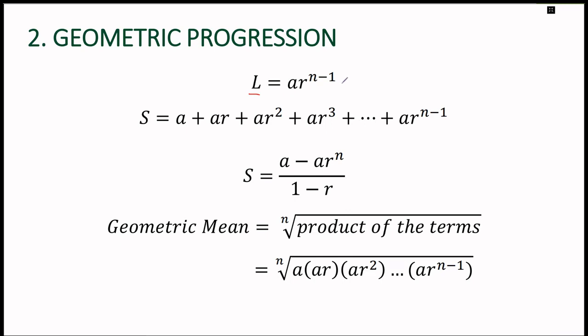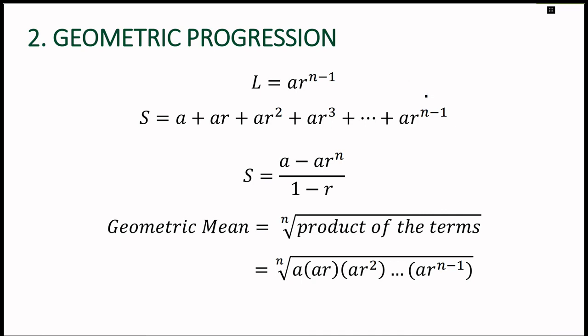So let's look at how we got this. It's still the same process as the first one. a, and then plus ar, plus ar squared. So the exponent is still n minus 1.